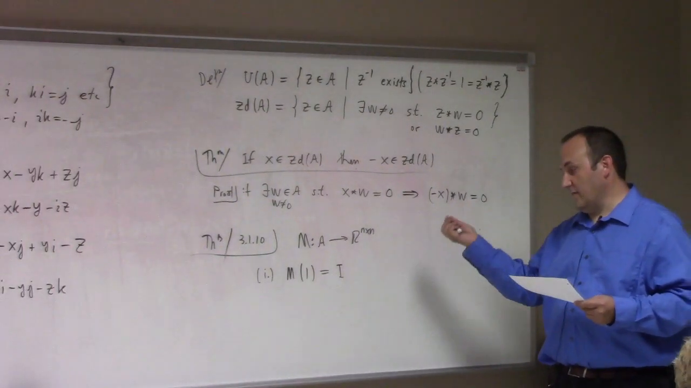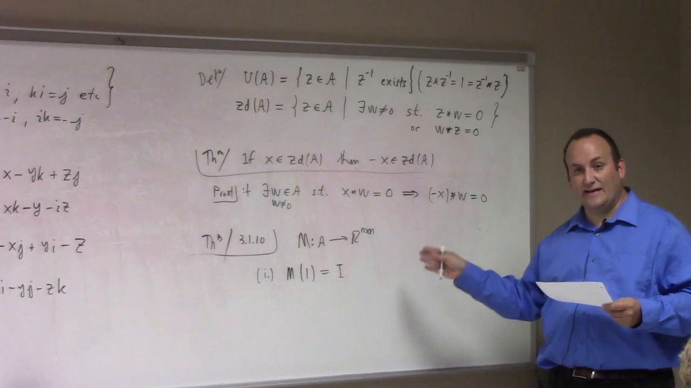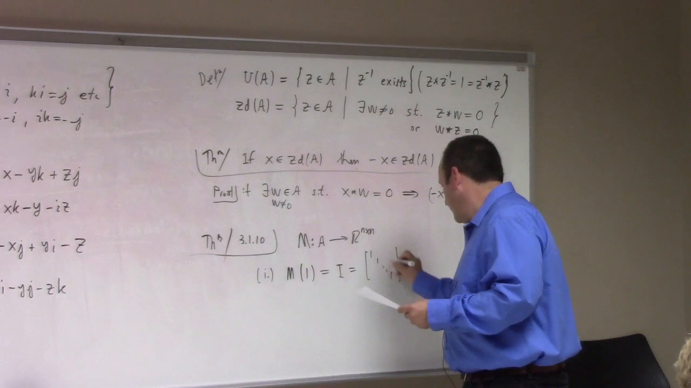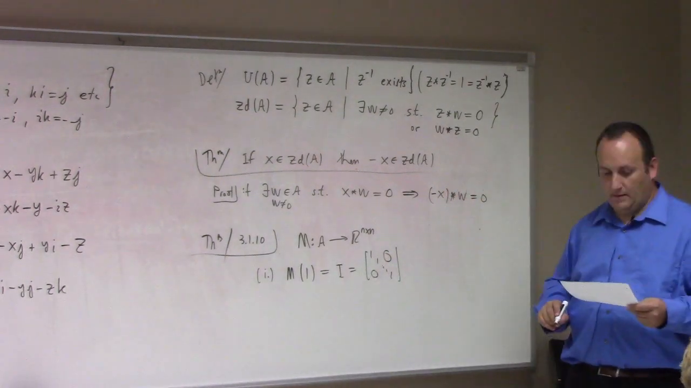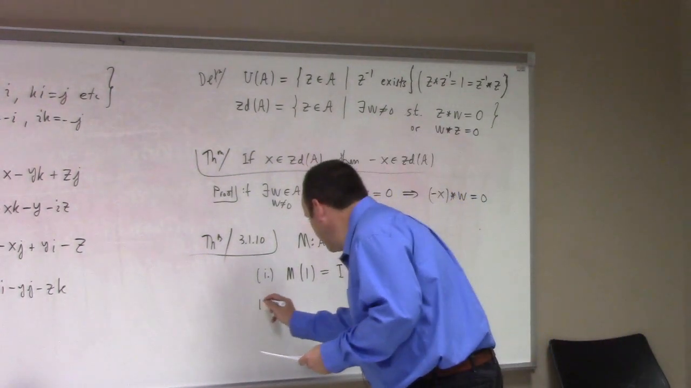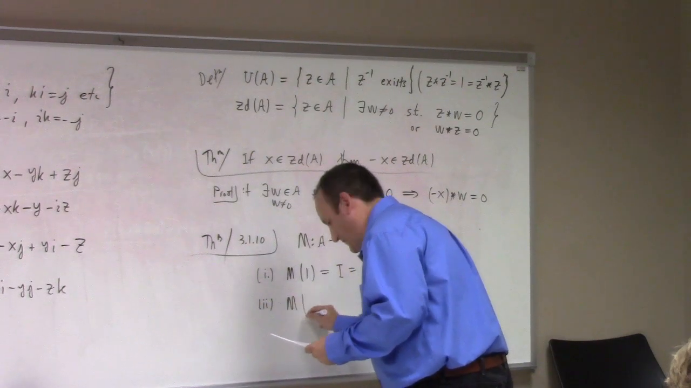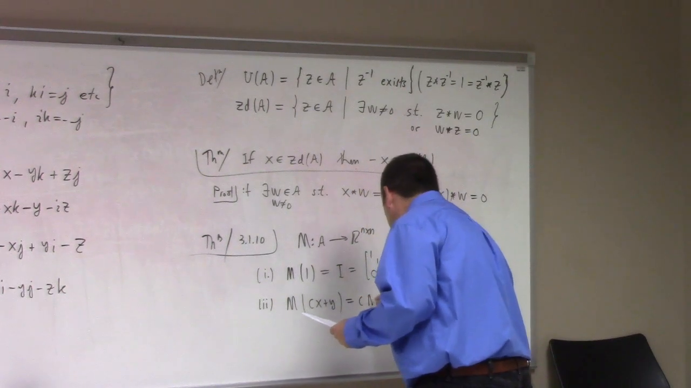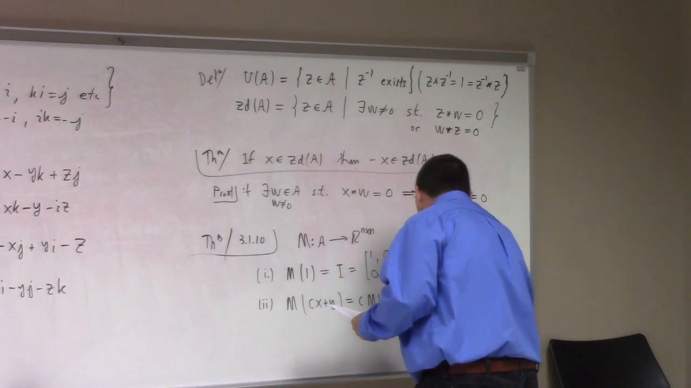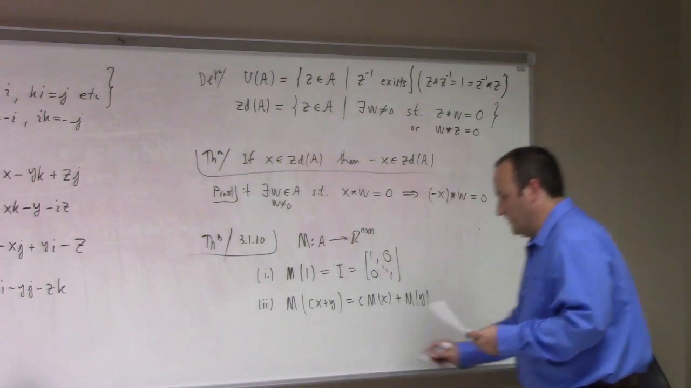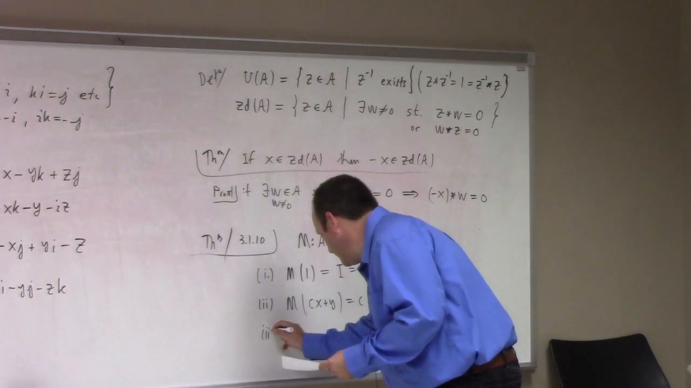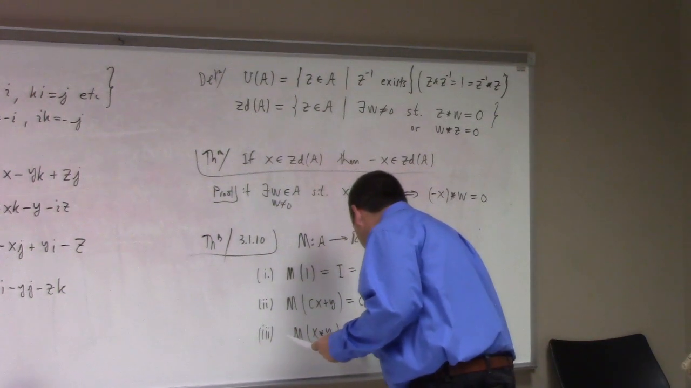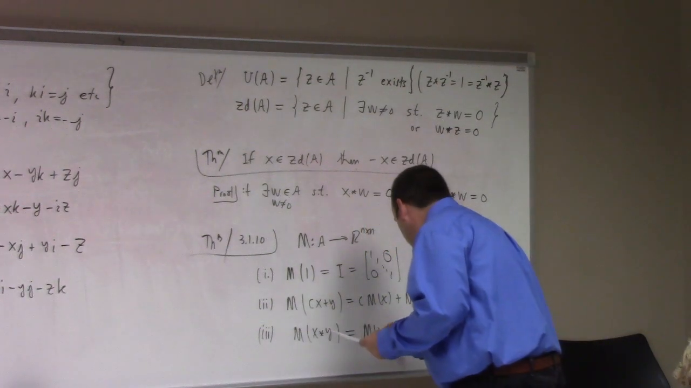The representation map maps the number 1 to the identity matrix. This identity matrix is this thing, and 0 is off the diagonal. Second, it's linear in the sense that the matrix map of Cx plus y is equal to C times the matrix of x plus the matrix of y. And third, and this is the one I've asked you to prove in problem 10, the matrix of x times y is equal to the matrix multiplication of Mx times My.